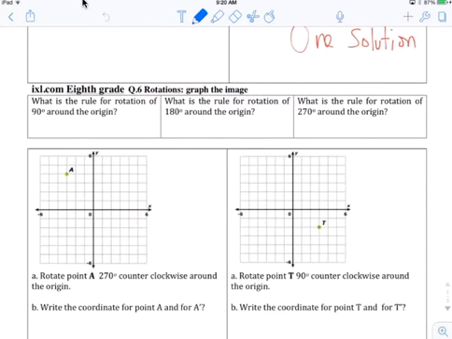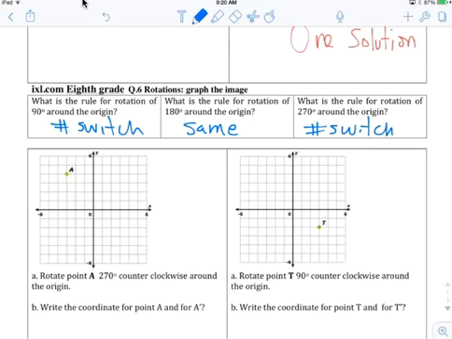Here, what's the rule for 90? The number switch, that means the coordinate switch is the correct definition. For 180, the coordinate stays the same. Here, the coordinate switch, or the ordered pair switch.